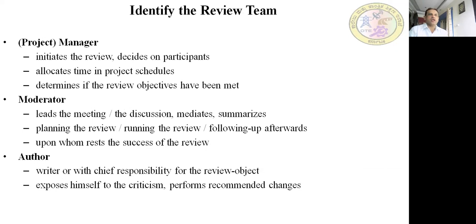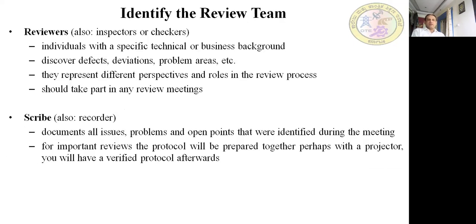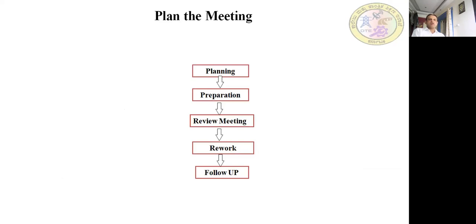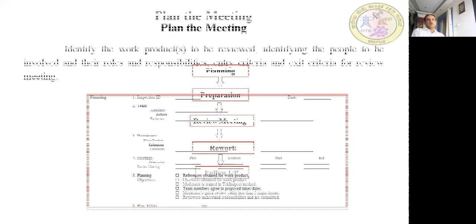Then we discussed the review team. There are 5 different types of persons: the manager, moderator, author, reviewers, and the scribe, or we call him a recorder. These are the 5 types of people available in a particular team. Then we saw that planning the meeting includes 5 things: planning, preparation, review meeting, rework, and follow-up.